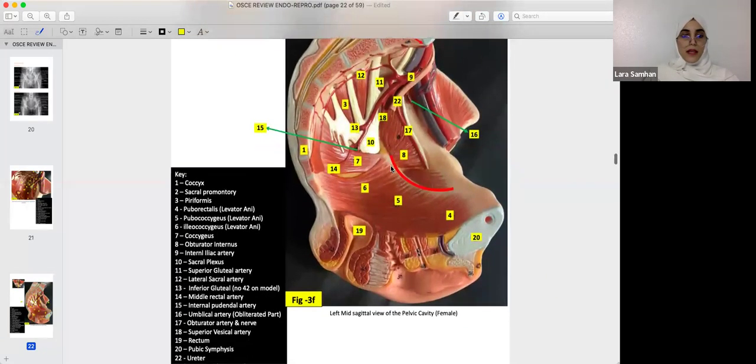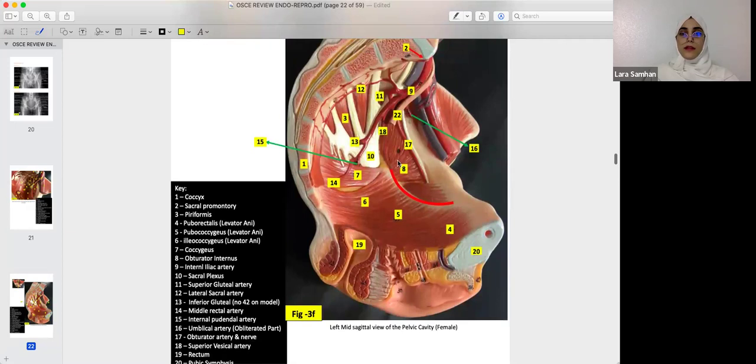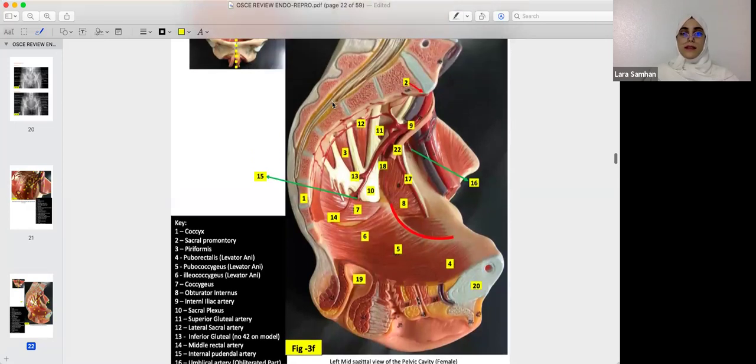What else? We also have the umbilical artery. As you can see in here, if there's an abdomen in here, it's going to go all the way to the umbilicus. Okay, so this is mainly it.